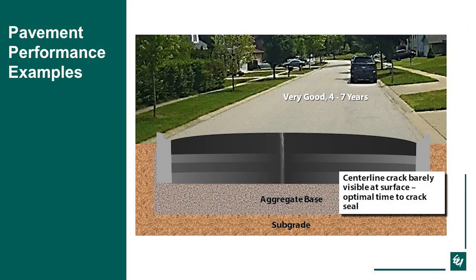Preventive maintenance. I'm going to talk a little bit about some preventive maintenance items. Here I've got some figures that show what the pavement looks like in cross-section view for each type. This one would be a very good pavement, from 4 to 7 years. As you can see, the center line crack is barely visible at the surface.